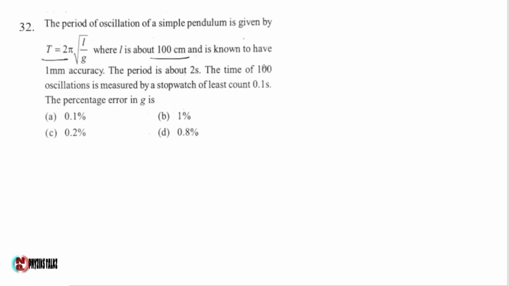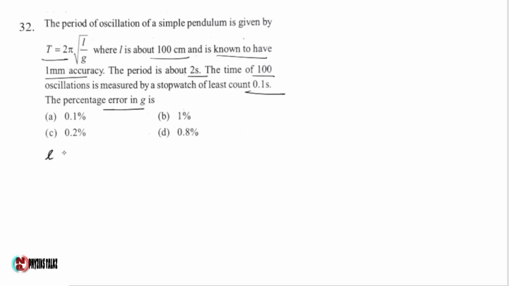Here L is 100 centimeter and is known to have 1 millimeter accuracy. The period is 2 seconds. The time of 100 oscillations is measured by a stopwatch which has the least count 0.1 second. Now we have to find the percentage error in g.